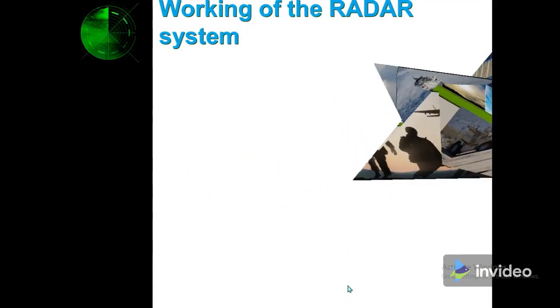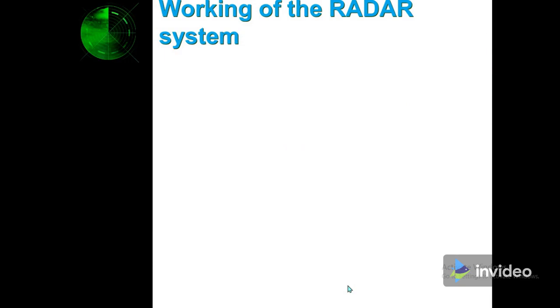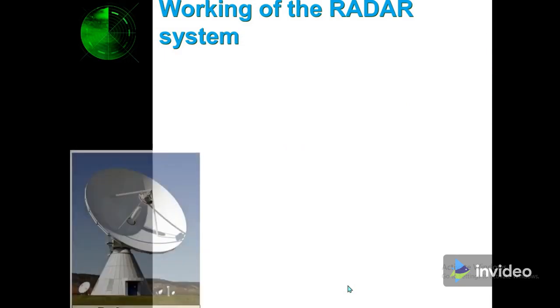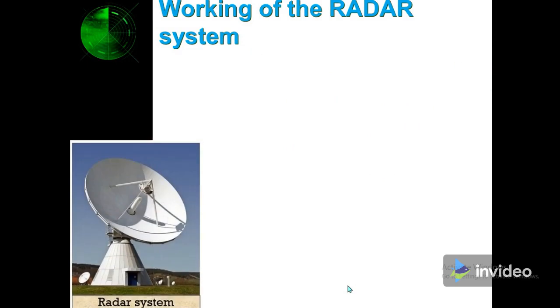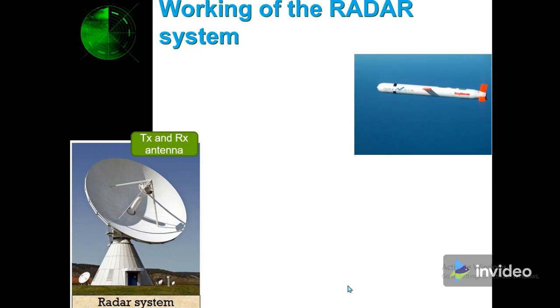Okay, now the working of the radar system, one of the very interesting topics. First, let's take a radar system with a big antenna. We can call that antenna the TX and RX antenna. T stands for transmitting and R stands for receiving. Then we can take a target. The target here is a missile.